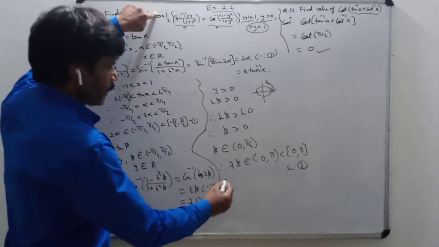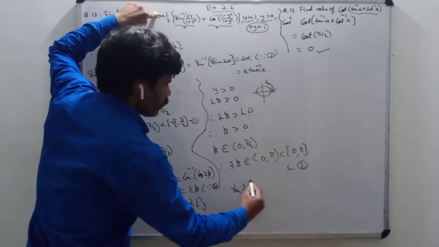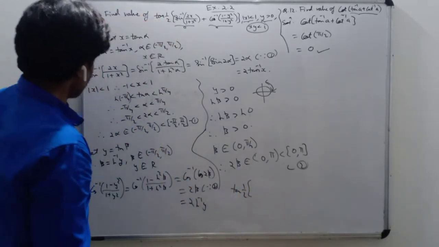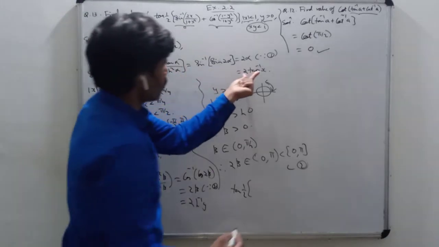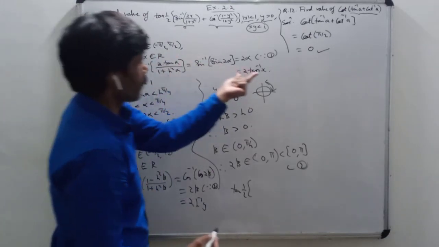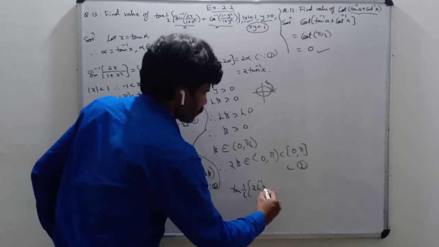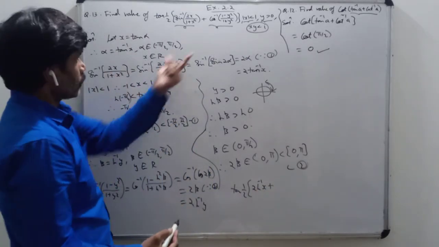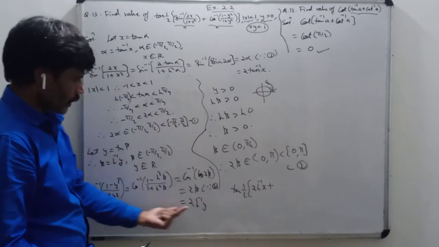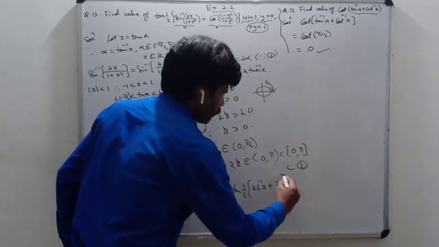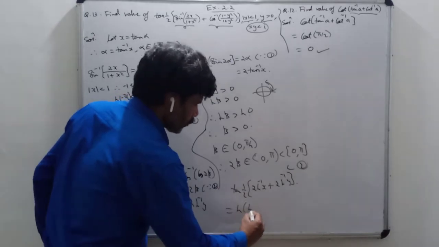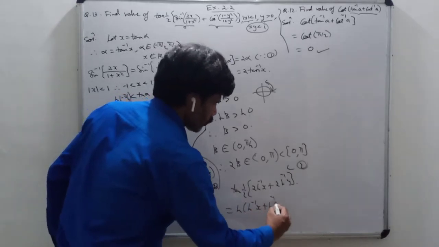So what we are getting, tan of 1 by 2 into sine inverse of 2x upon 1 plus x square. What I have got, this sine inverse of 2x upon 1 plus x square, I have got what? 2 tan inverse of x. Plus cos inverse of 1 minus y square upon 1 plus y square, I have got what? 2 tan inverse of y. So these two are common and cancel, so I will get what? Tan of tan inverse of x plus tan inverse of y.